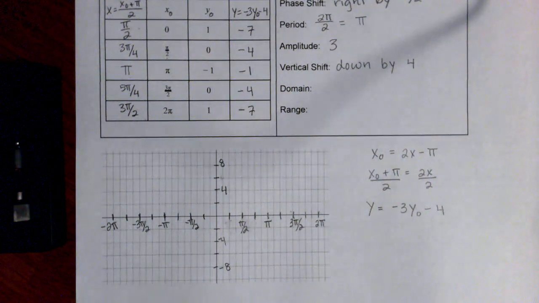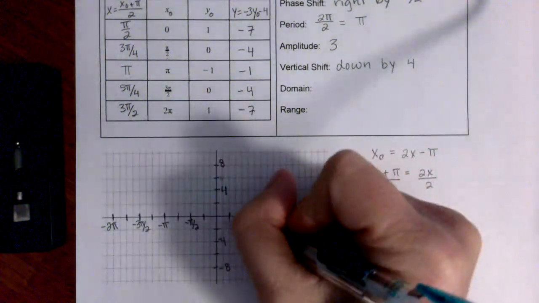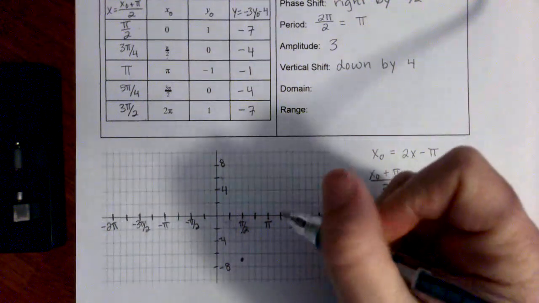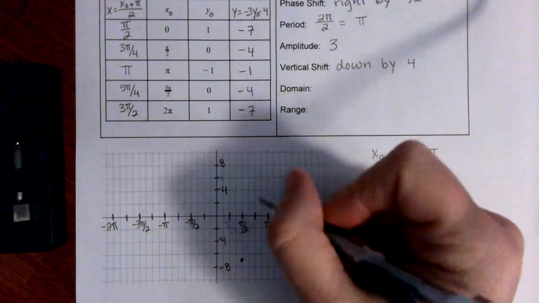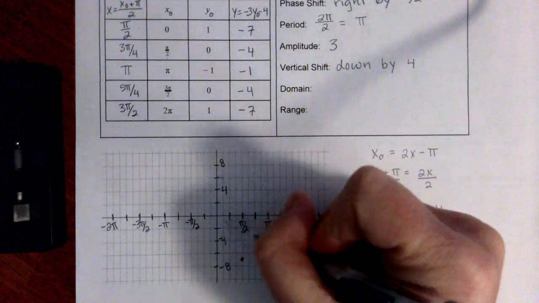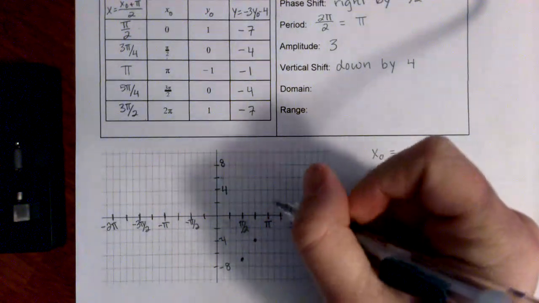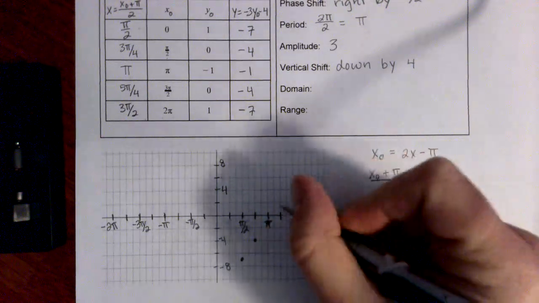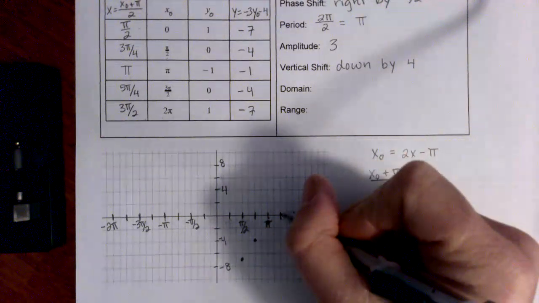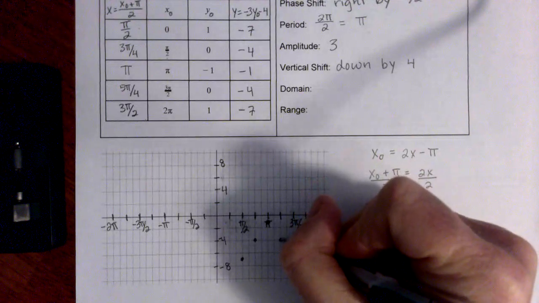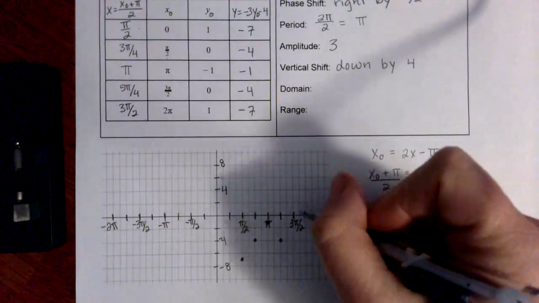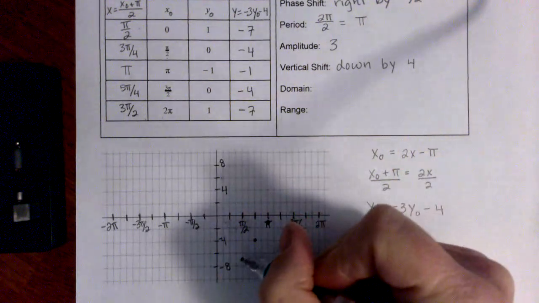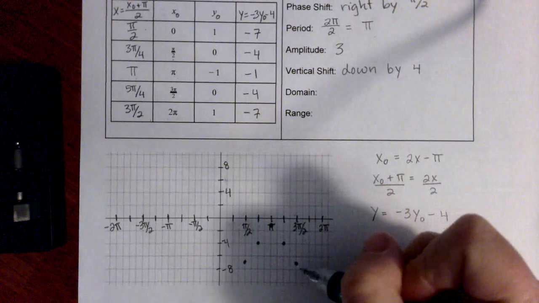And now we're just going to graph from the table. So at pi over 2, I'm down at -7. At 3 pi over 4, I'm at -4. At pi, I'm at -1. At 5 pi over 4, I'm back at -4. And at 3 pi over 2, I'm at -7. So I now have 1 period of my graph.